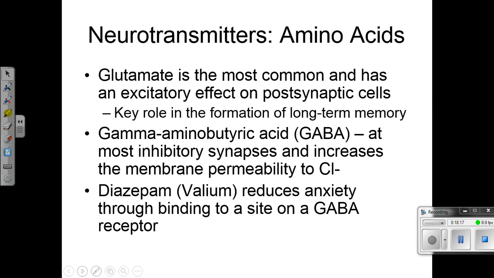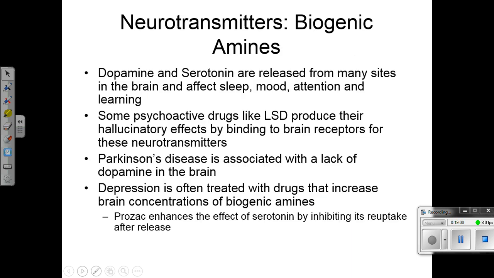Among the amino acids, glutamate is the most common and has an excitatory effect on the postsynaptic neuron, so it causes something to happen and to send the signal. It has a key role in the formation of long-term memory. GABA is found in most inhibitory synapses and increases the membrane permeability to chloride. Diazepam, which is Valium, is an artificial one that reduces anxiety through binding to a site on the GABA receptor, so it's going to cause an inhibitory effect with the GABA, and that helps people that have anxiety not have that excitatory effect.